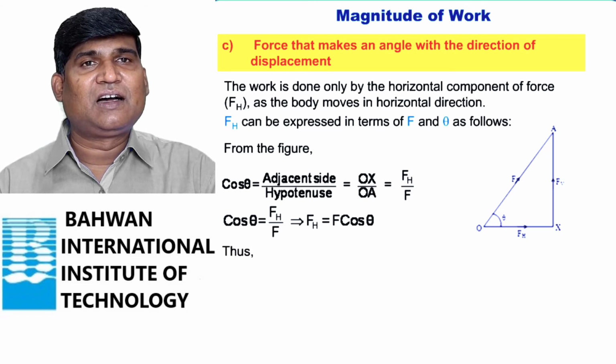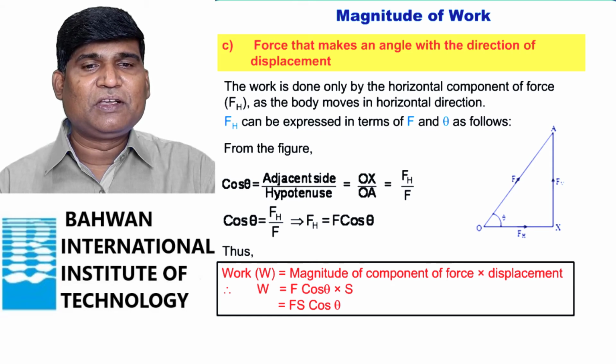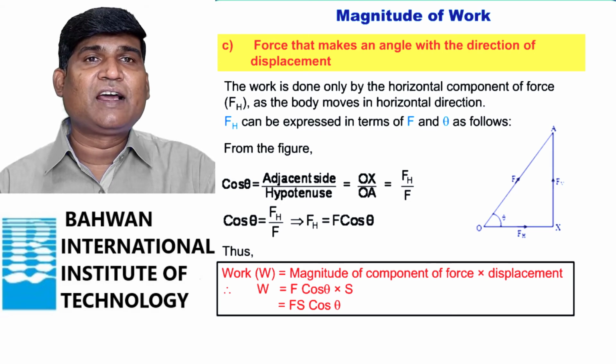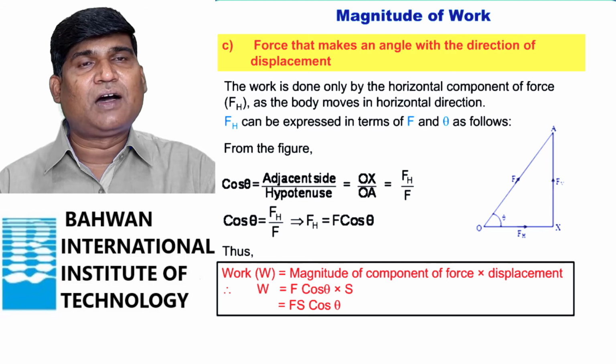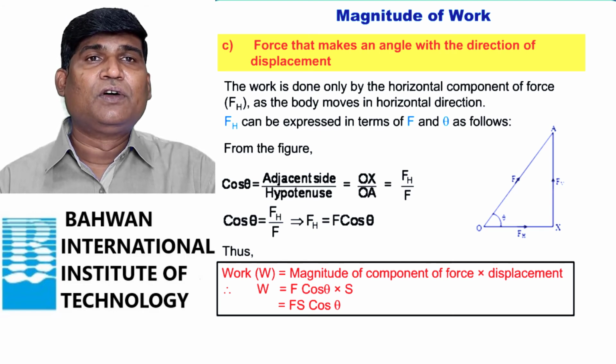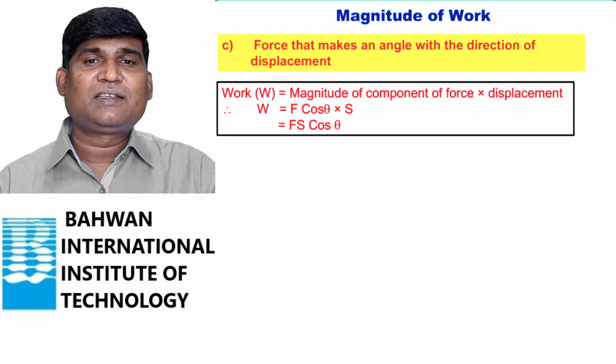We know already work done W is the magnitude of component of force into displacement. So the component of force in the direction of displacement is F cos theta. So F cos theta into S. Therefore, in this case, the work done is W equal to Fs cos theta. This is how we can calculate work in the third case.